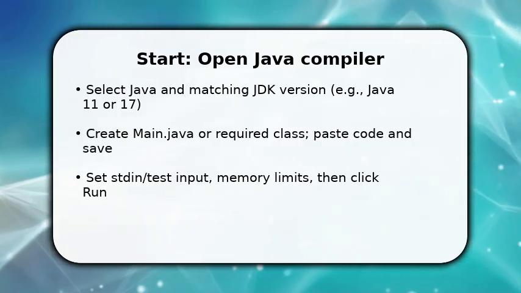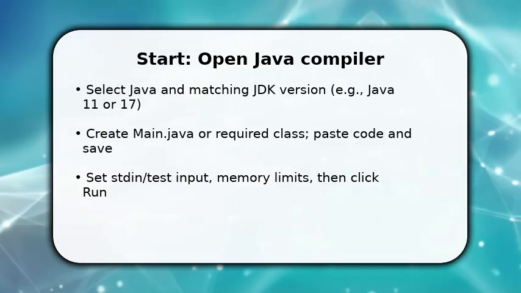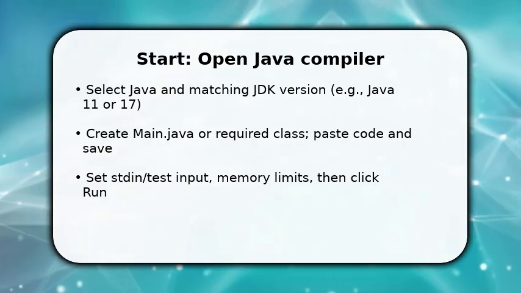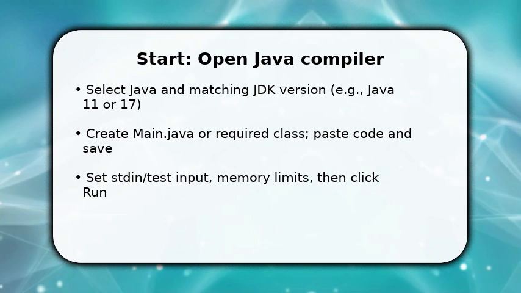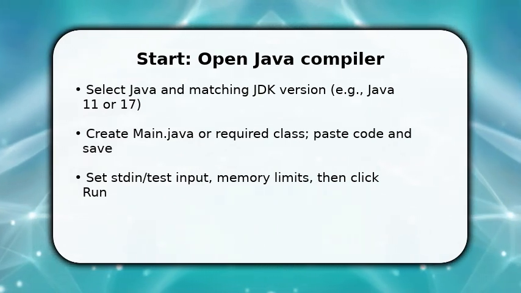Once done, set input data if your program needs stdin, adjust compiler flags or memory limits, and save the workspace. Finally, click Run to compile and execute. The console will show compile messages, runtime output, and errors to act on.